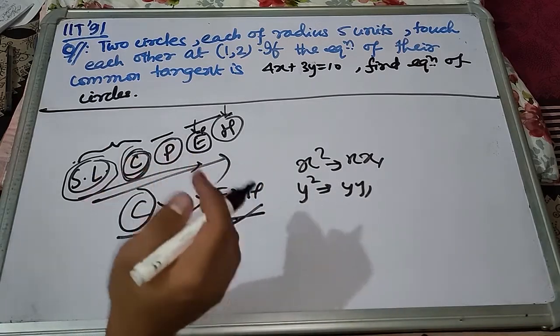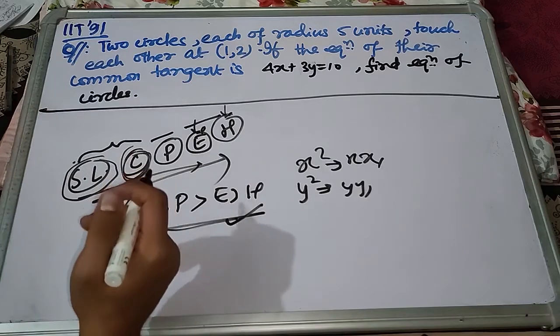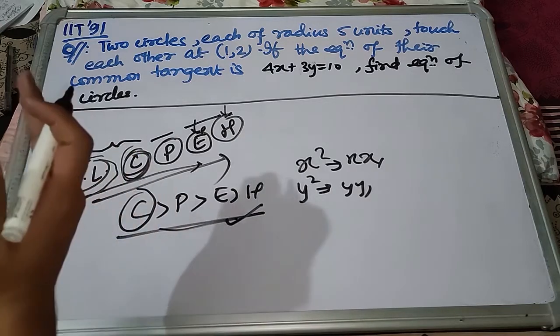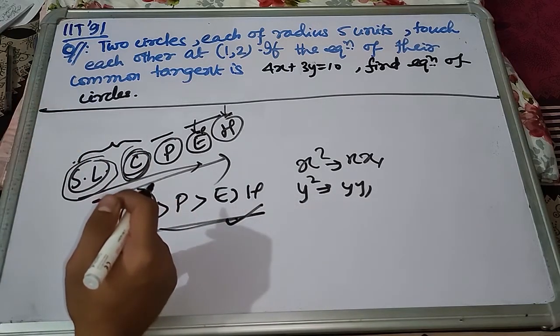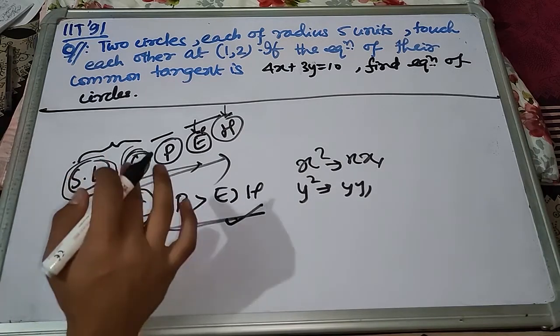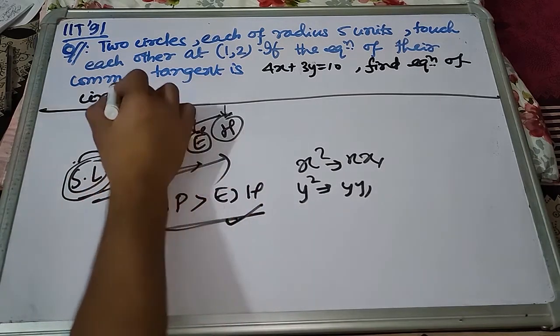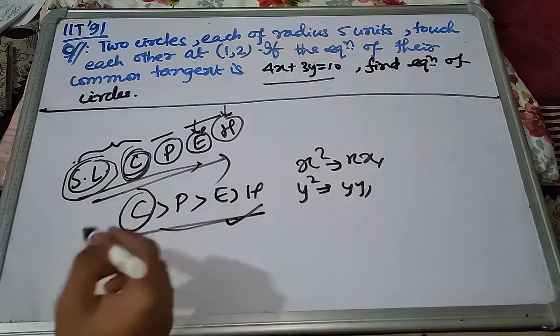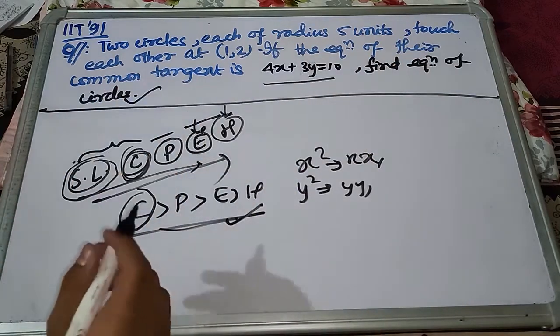Now, why am I telling you all these things? The question you have in front is a question of IIT JEE 1991. The question says: two circles each of radius 5 units touch each other at (1, 2). If the equation of the common tangent is this, find the equations of the circles.